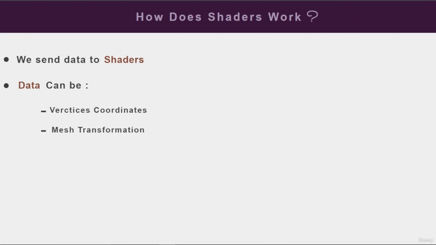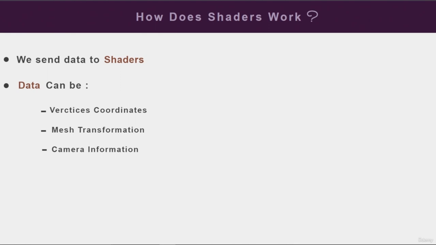Also, we can send the camera information as data. In case we move the camera on the z by a value equal to positive 1, then the camera will move away from the center of the scene by a value of 1, and thus the mesh will look smaller. Or in case we increase the field of view value, then the mesh will look smaller. And if we decrease the field of view value, the mesh will look bigger.